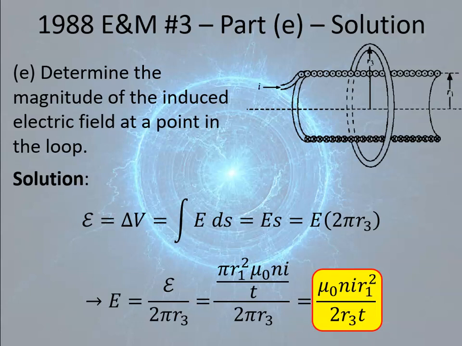The points here were given 1 point for getting that the EMF ended up being E times 2 pi r3, and 1 point for plugging in the result that we got from Faraday's law in part D, and then reducing that for the electric field.